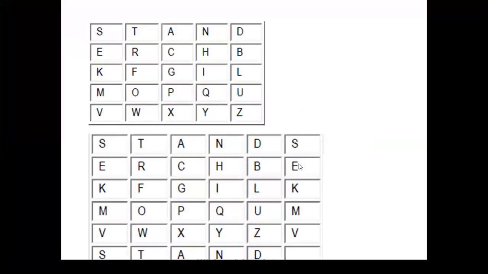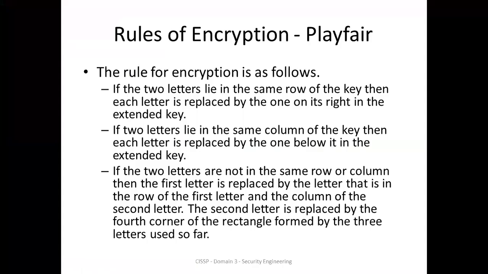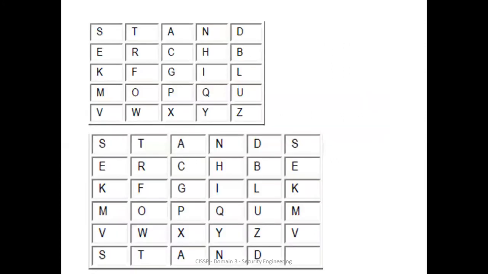And the second letter will be replaced by the one that will form the square or rectangle, whatever, the fourth corner. So that becomes H. Okay. The second letter is replaced by the fourth corner of the rectangle formed by the three letters so far. The rectangle is going to have the same length on all the four sides. That actually becomes a square. So rectangle or square, whatever it is. Okay. So all we need to do is to pick up the alphabet, which is going to complete the rectangle.